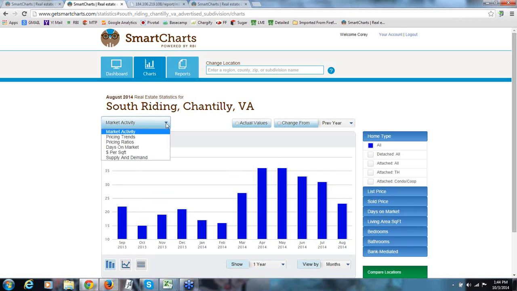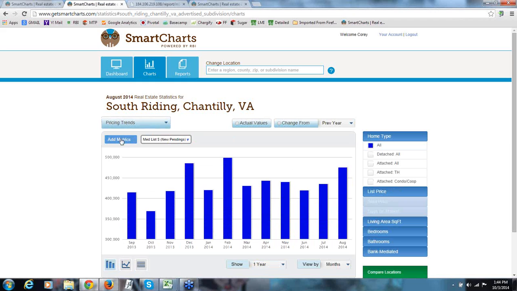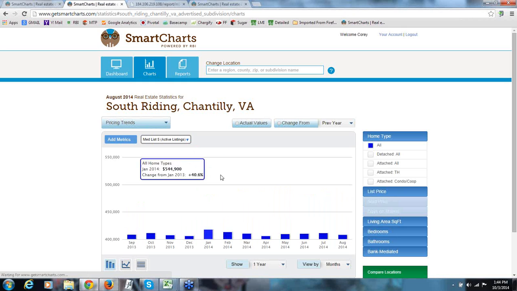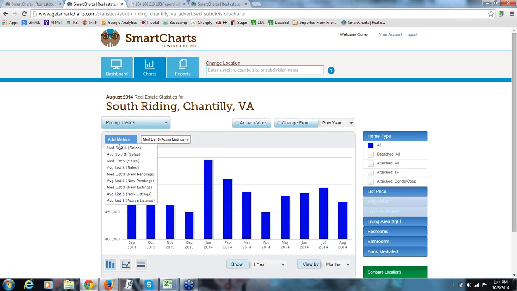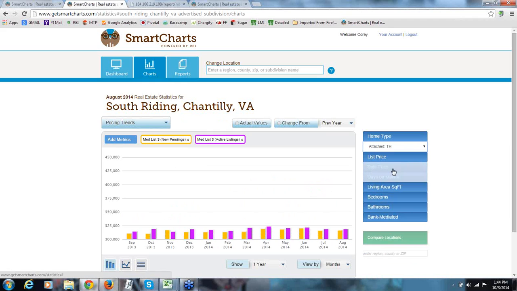I can switch to different categories here, and when I switch to a different category, that's where trends relevant to it show up. So pricing trends gives me median list price for new pendings versus active listings, etc. So I can see median list price for active listings versus median list price for new pendings, and I can see how overpriced or how fairly priced active inventory is for, let's say I'm just looking at townhouses.